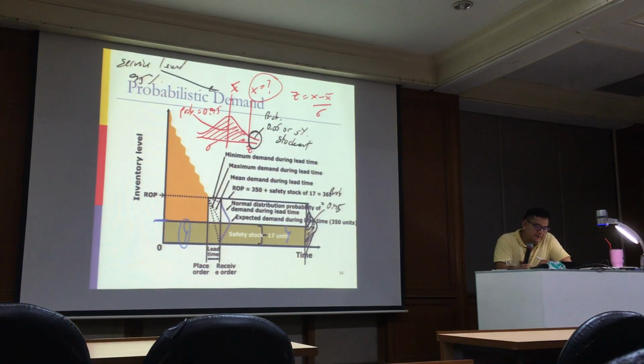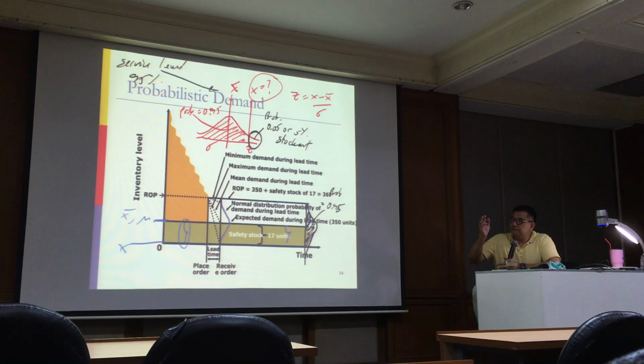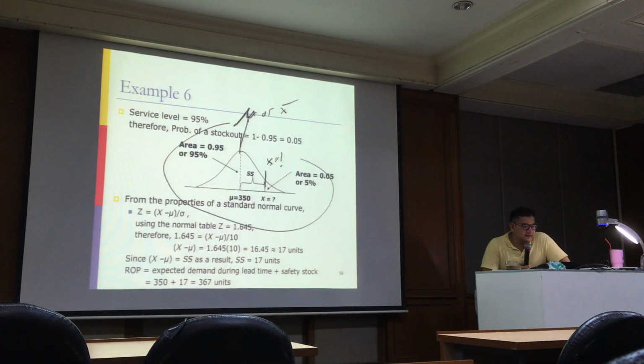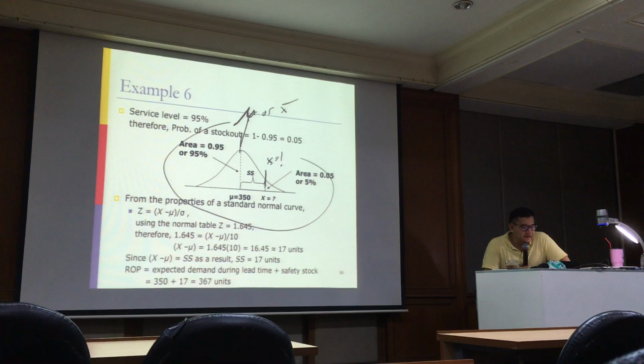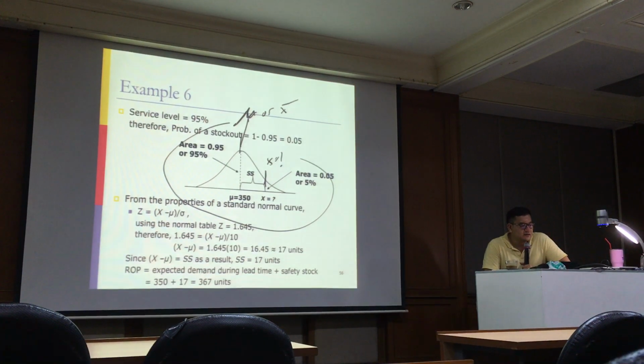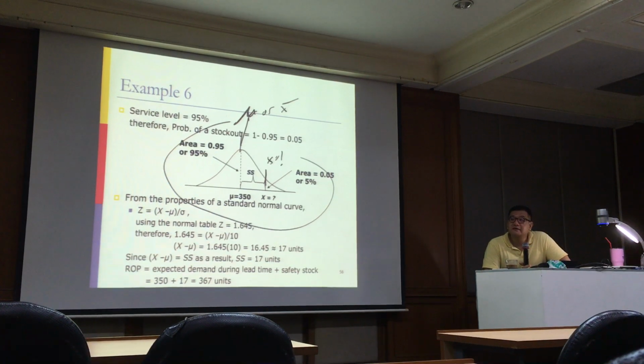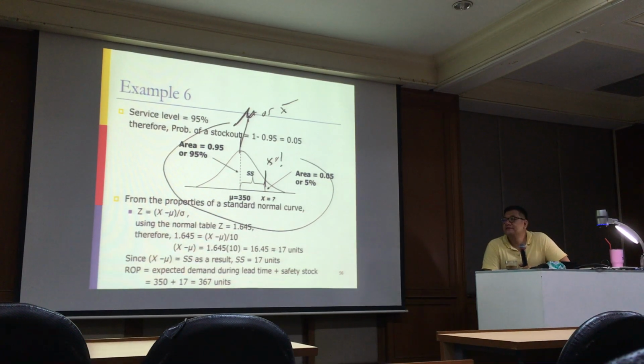Because this is the mean, mu, and this is x, the difference is the safety stock. So in this case, safety stock is 10 multiplied by 1.645. You have around 16.45, or we might say around 17 units. Since the safety stock is 17 units, what would be the reorder point? The new reorder point is the mean plus 17. From the problem, the mean is 350, so the reorder point is 367.